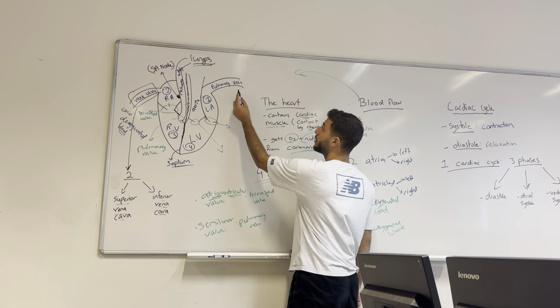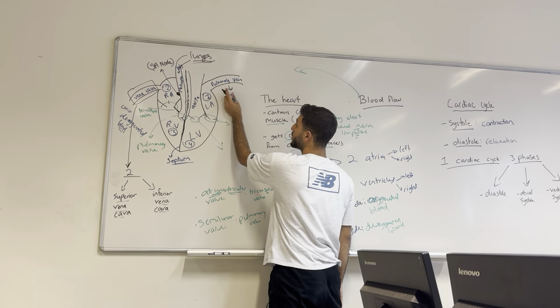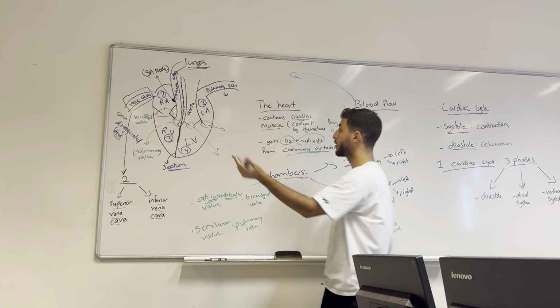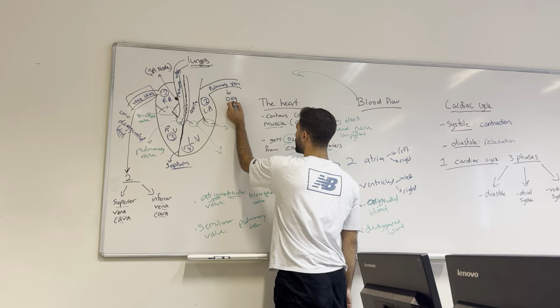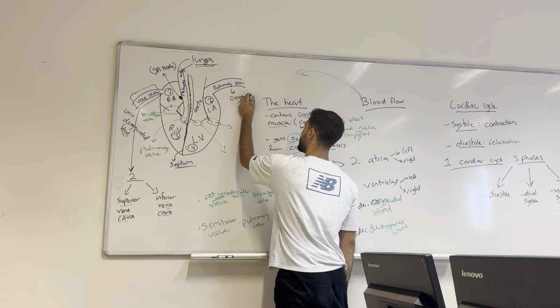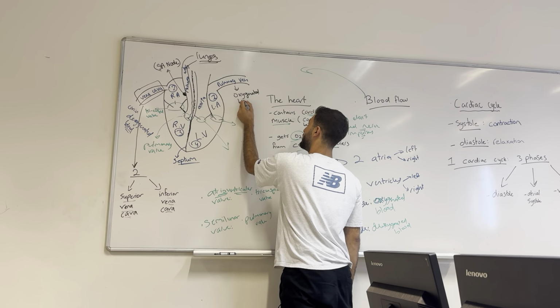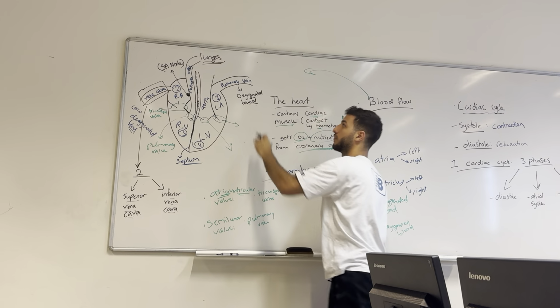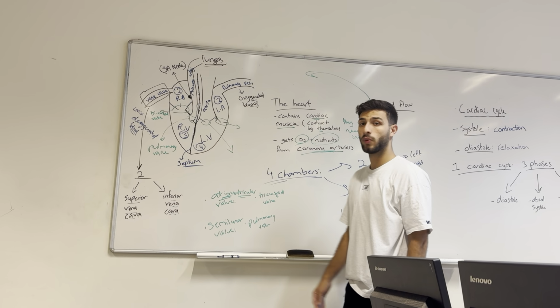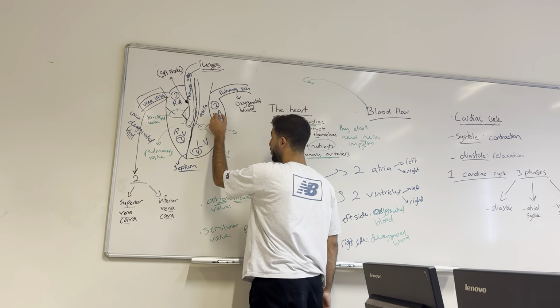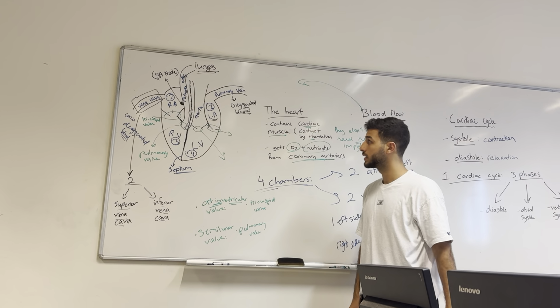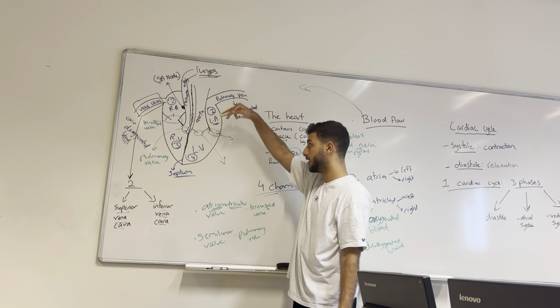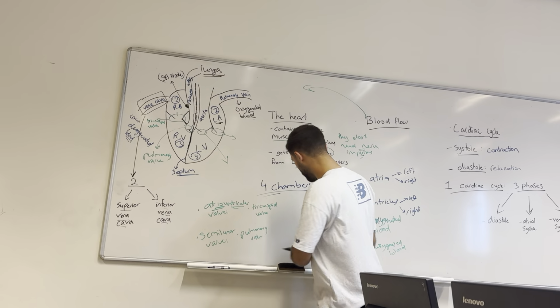Now what does the pulmonary vein carry? Of course, if it's coming from the lungs, it's going to carry oxygenated blood. So oxygenated blood is going to come from the lungs. What's it going to enter? It's going to enter the left atrium. Now, after the left atrium, it's going to enter the left ventricle.